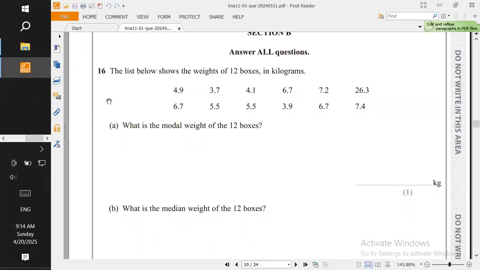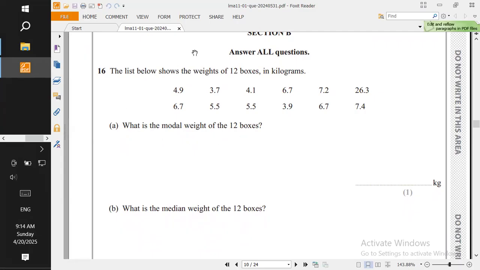Question 16. The list below shows the weights of 12 boxes in kilograms. These are the weights in kilograms. Now we have 12 boxes. What is the modal weight of the 12 boxes?